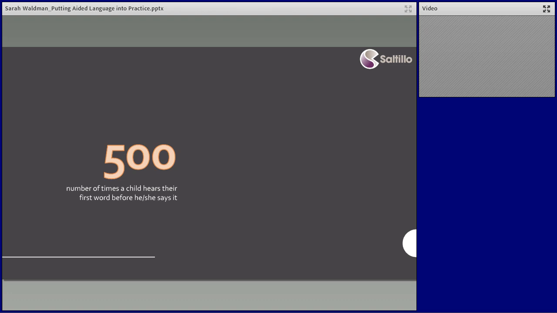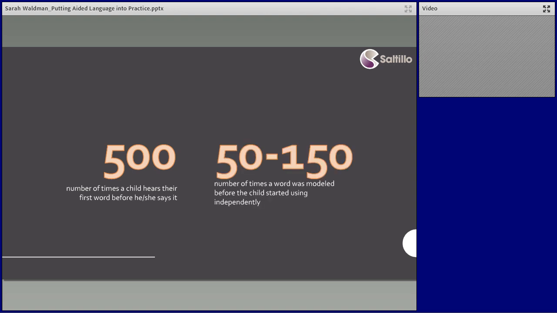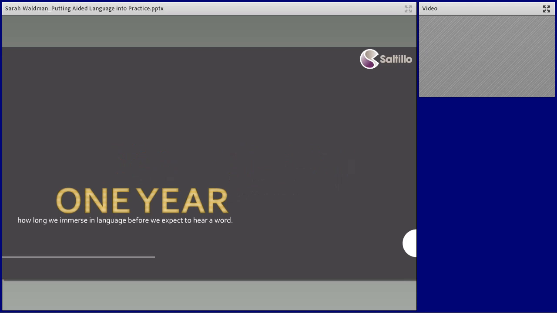Now, 500 is the number of times a child hears their first word before he says it. 50 to 150 is the number of times a word is modeled before a child starts using it independently. Okay, so that's a big difference between a typical child and a child that's hearing a model on an AAC device. But it's still something we need to consider. They need 50 to 150 models before they might start using it. That's a lot of models.